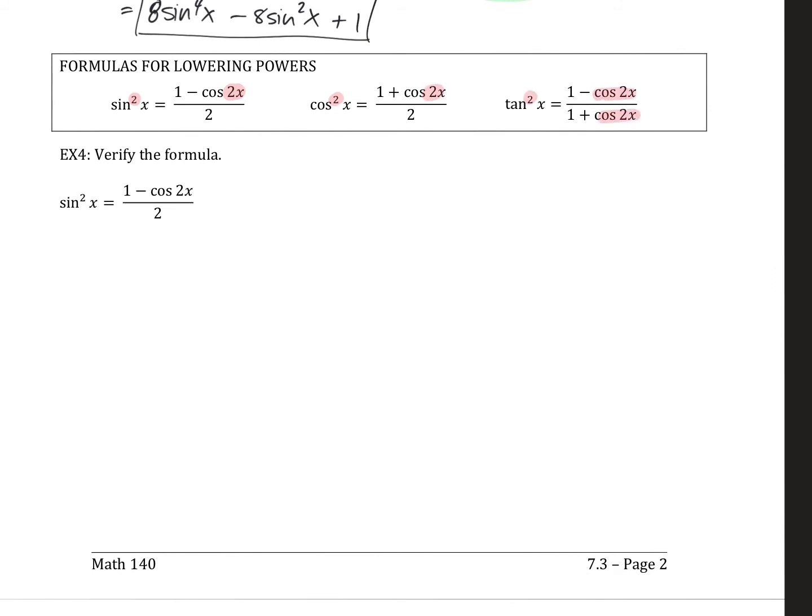And notice, interestingly, for all of these, for lowering the powers, we all get cosine in our equation. No matter which one we're lowering, they're all going to end up with cosine. In fact, a double angle of cosine. Notice the 2x.